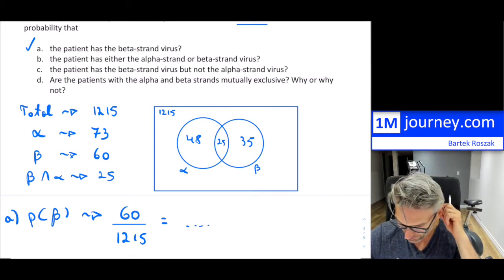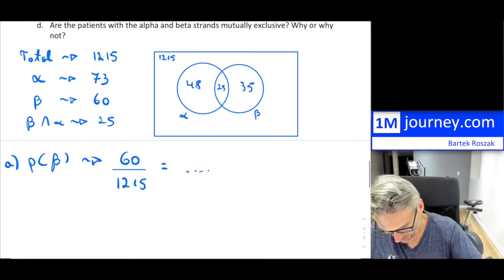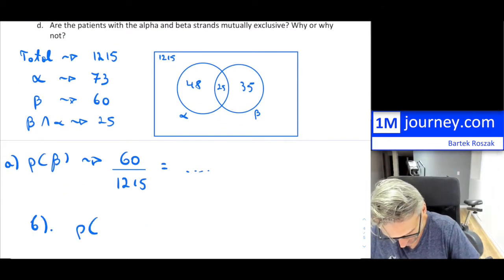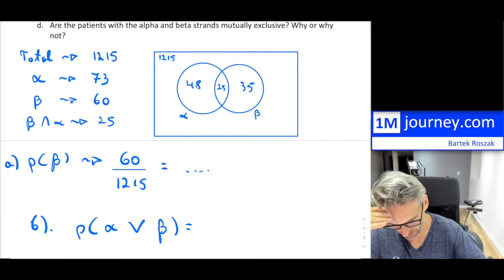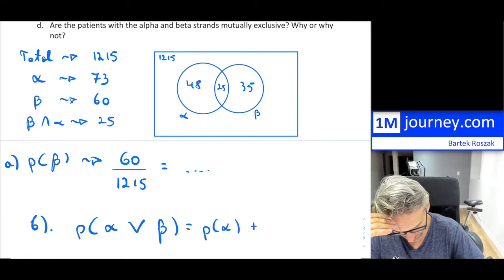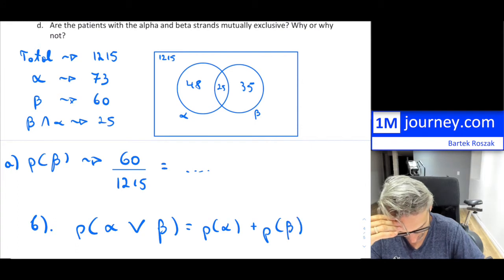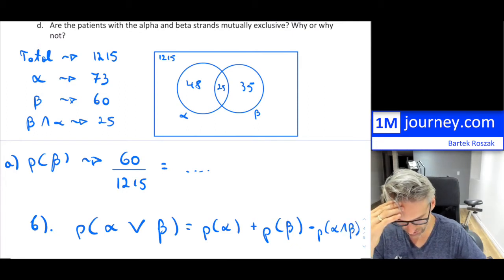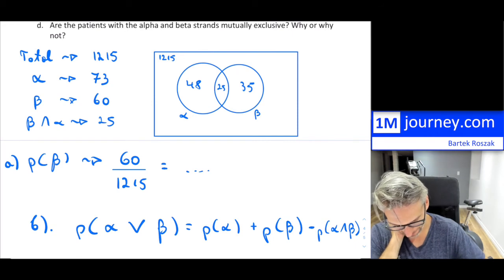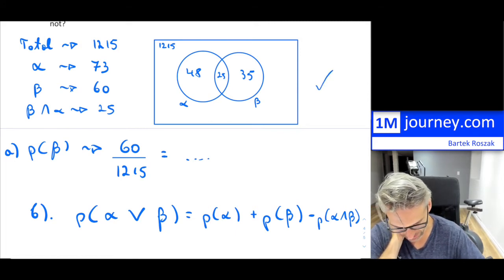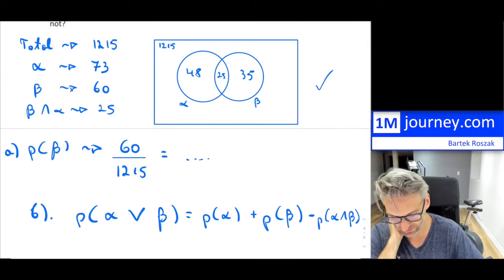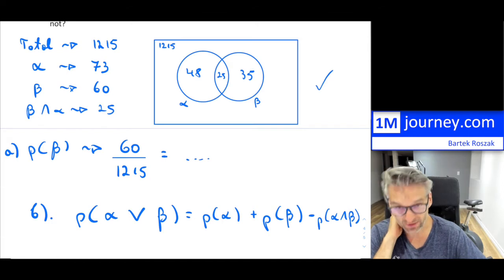Part B, the patient has either the alpha or the beta. Okay, so probability of alpha or the beta. So that means this is going to be probability of alpha plus the probability of beta, but of course we have to subtract that intersection there, so we don't count them twice. So this is not mutually exclusive because they're sharing that. Okay, so we have this, but we can also pick that out, if this Venn diagram actually does the job, because we can count everything up. So 48 plus 25 plus 35 all over 1,215 would have given us the answer.